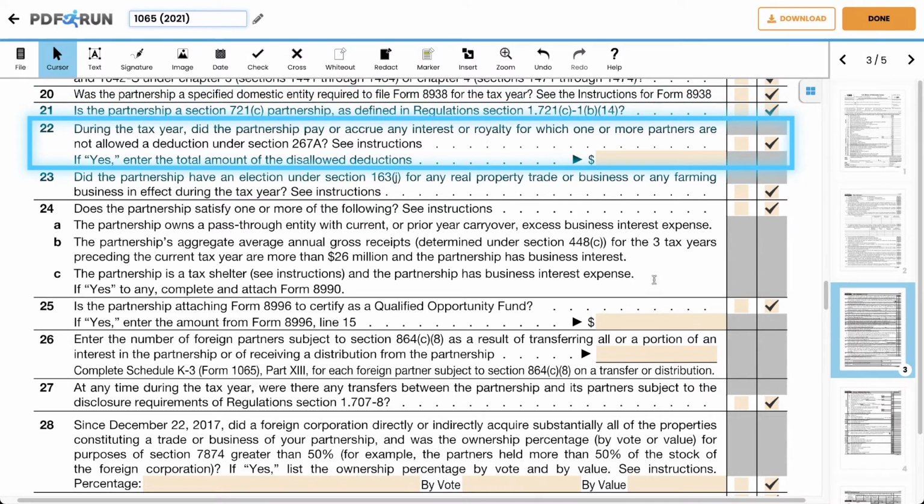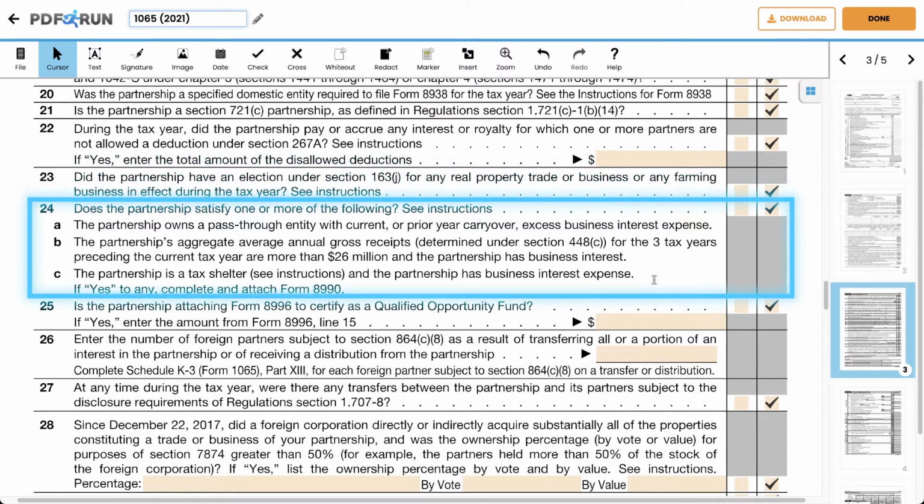Line 22. If the partnership paid or accrued any interest or royalty for which one or more partners are not allowed to make a deduction under Section 267A, check yes, and enter the total amount of disallowed deductions. Otherwise, check no. Line 23. If the partnership had an election under Section 163(j) for any real property trade or business or any farming business in effect during the tax year, check yes. Otherwise, check no.